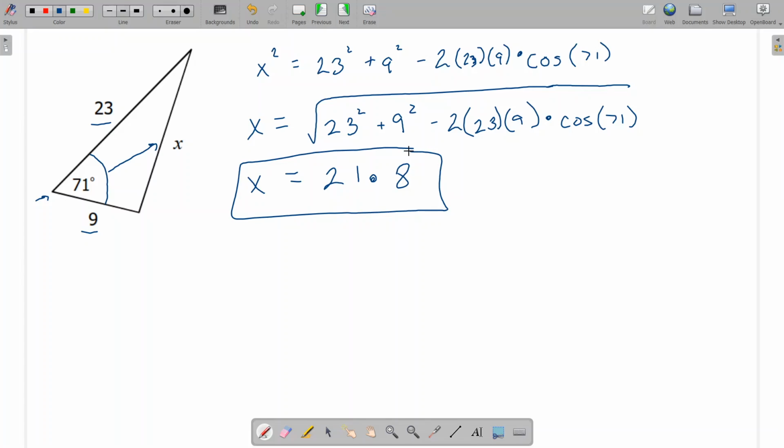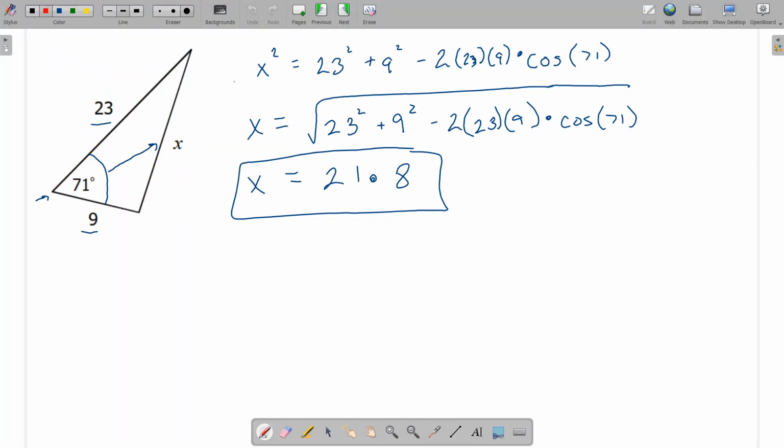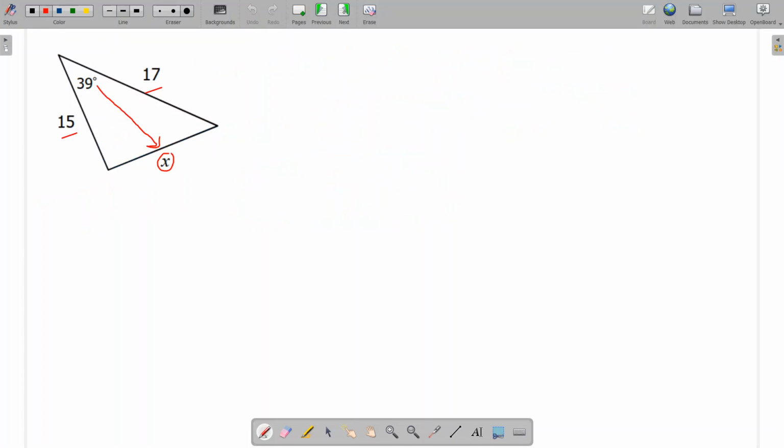So let's check out another one here. Again, I have a missing side I'm looking for. I've got the angle that's across from it, and then I have my other two sides of that triangle. So side angle side, we can use the law of cosines again. If we go back here, I wrote this first step, but it wasn't really necessary. If I know I'm looking for x, instead of just doing x squared equals all that stuff, I'm just going to jump to the step below where it was x equals the square root of all that stuff.